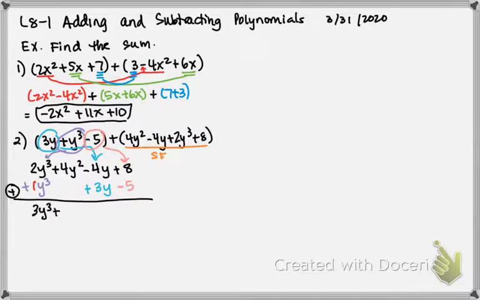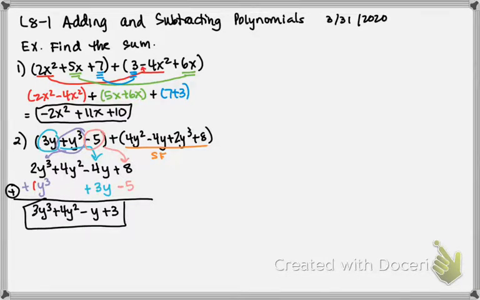I don't have any y squared, so he just comes down. Negative 4y plus 3, the signs are different, bigger number's negative, so I'm going to get a negative y. I'm not going to write a 1. And then 8 take away 5 is positive 3. And that's the answer there.